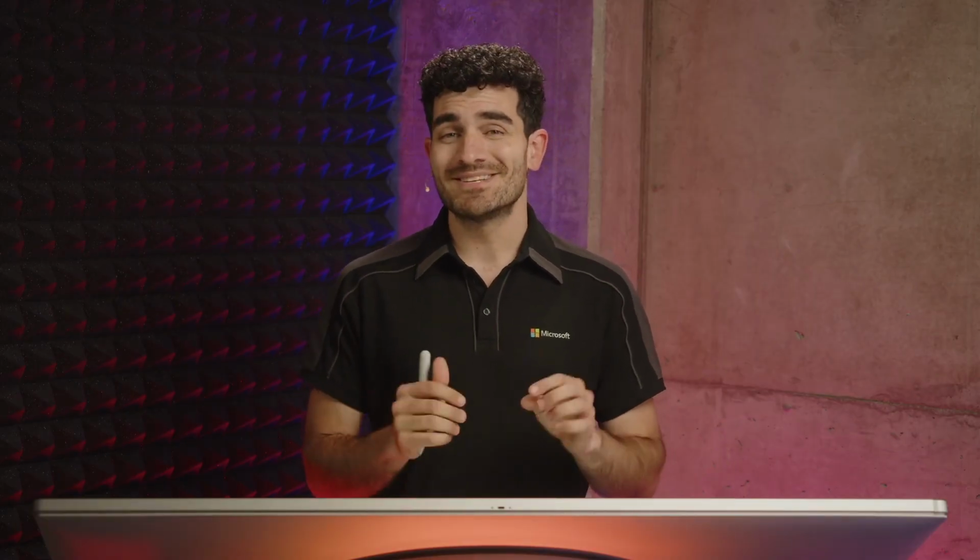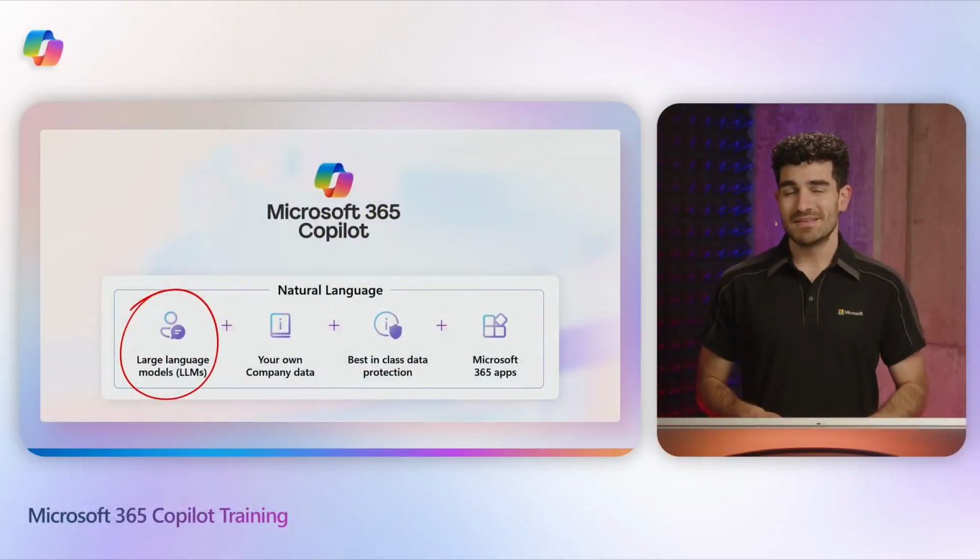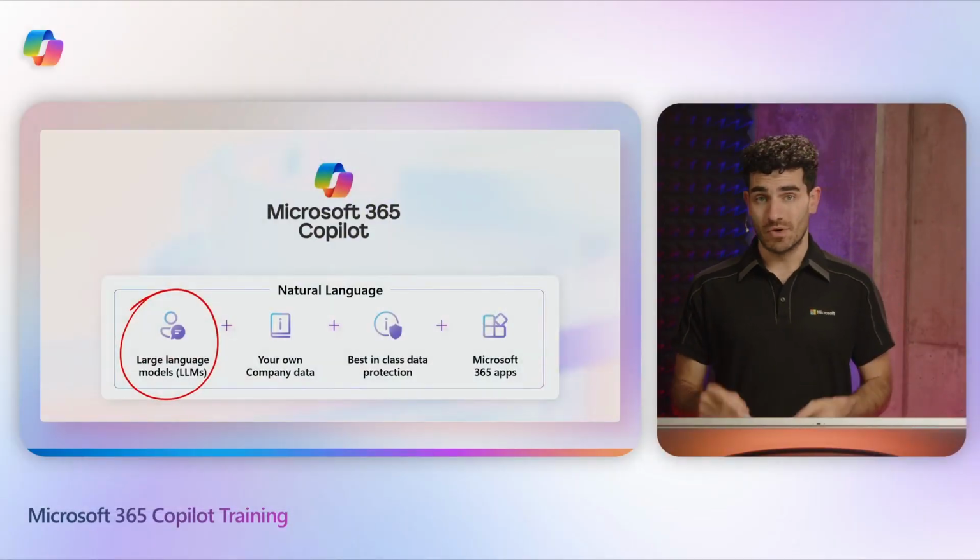In the past, interacting with computers required a knowledge of code and a rigid, structured way of communicating for the PC to understand. Now, with large language models and Copilot, you can use casual, conversational speech and it will intelligently understand you. This is the foundation of how Copilot works.